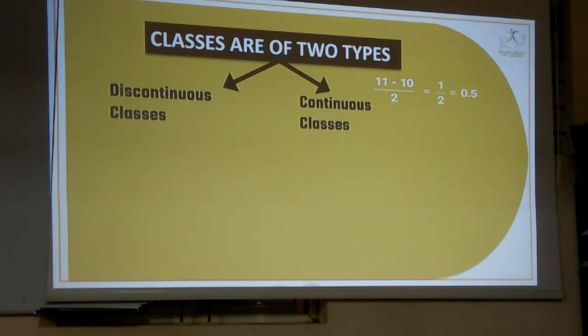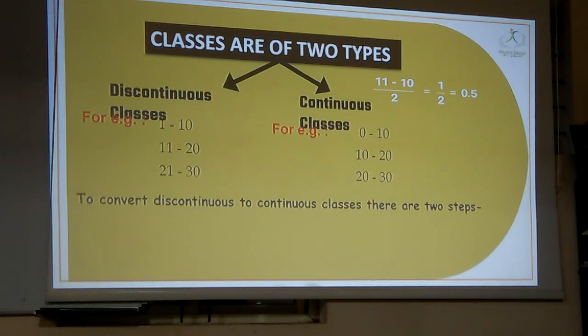Classes are basically classified into two types. What are those? One is a discontinuous class and one more is a continuous class. What do I mean by continuous and discontinuous class? Let's see an example. 1 to 10, 11 to 20, 21 to 30, whereas in a continuous class, 0 to 10, 10 to 20, 20 to 30. What is the difference between these two?